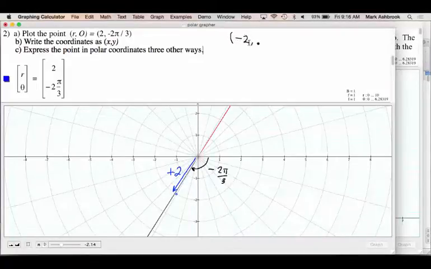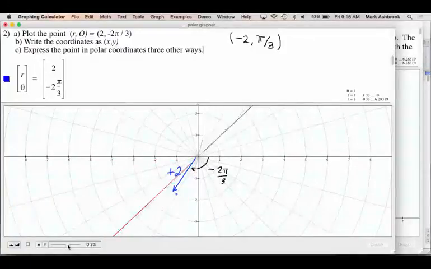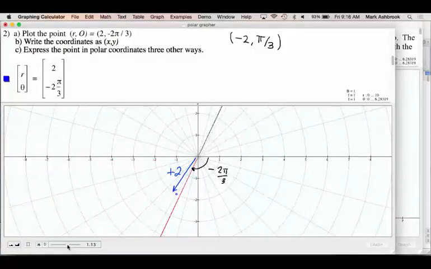Negative 2 and pi over 3. Does it work? So let's see. I'm going to start with the angle from 0, and I'm going to do pi over 3. Maybe something like that. It's not landing right on it, but there's one in between. All right, that's good enough. So there's pi over 3, which points up in the 1st quadrant.